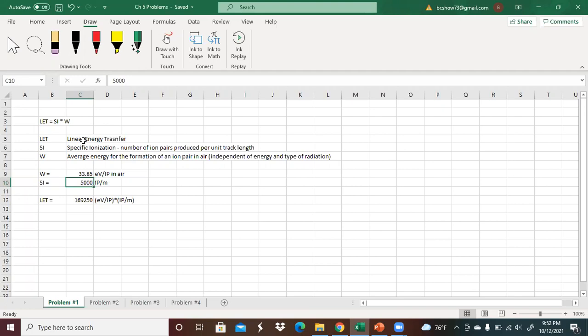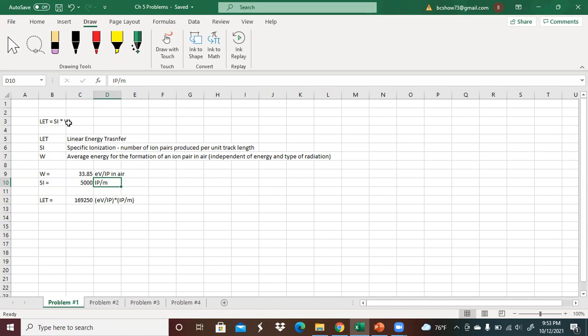Now, how does this work? If you've looked over the lecture for this particular chapter, you can see that the linear energy transfer is going to be the product of two other things. I'm going to call one of them SI, which is the specific ionization. This is the number of ion pairs produced per unit track length. The units could be ion pairs per meter or per centimeter, depending on whatever the value happens to be.